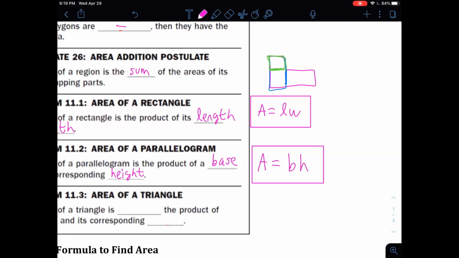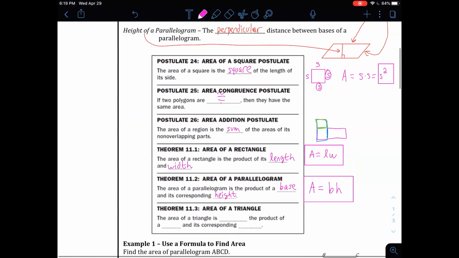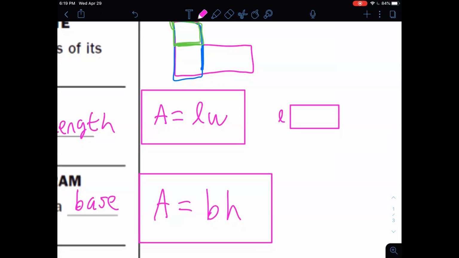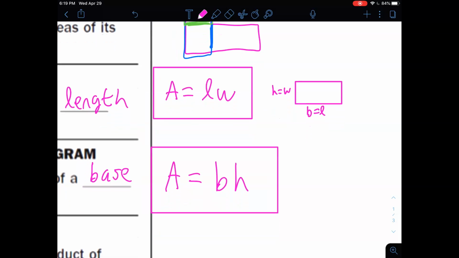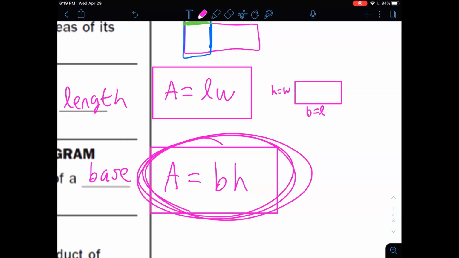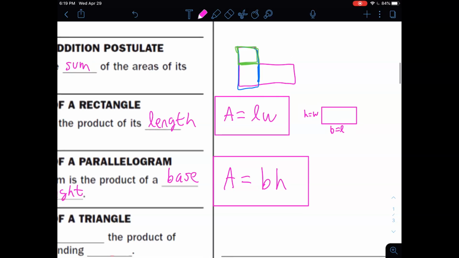And actually, a rectangle is a type of parallelogram, right? So if we have a rectangle like this, the width and the length of this rectangle is also the height and its base. So it's the same thing, okay? Because a rectangle is a type of parallelogram, the base and height becomes the length and width. Okay, but this is probably the most important one because this will work for any parallelogram instead of just rectangles. But most people do know this length times width one for rectangles.